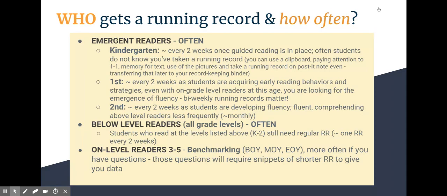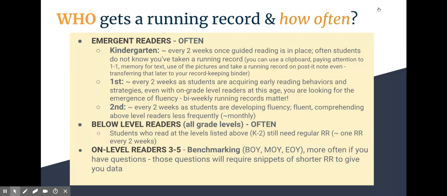But in kindergarten, everybody gets running records once guided reading is in place. And if you shoot for doing 2 running records a day, you'll get to your whole class about every 2 weeks. In first grade, it's the same. Kids are just emerging as readers. And if you look at your class every 2 weeks while kids are acquiring early reading behaviors and strategies, you'll be able to instruct them better. You'll be able to guide them better as they're moving along as emergent readers.